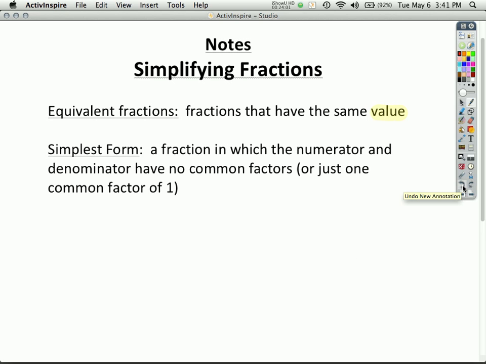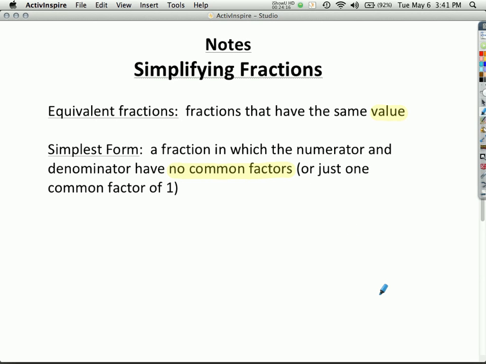Well, that's what this means. They have no common factors. So that's the key. No common factors. And we don't count the factor of 1.